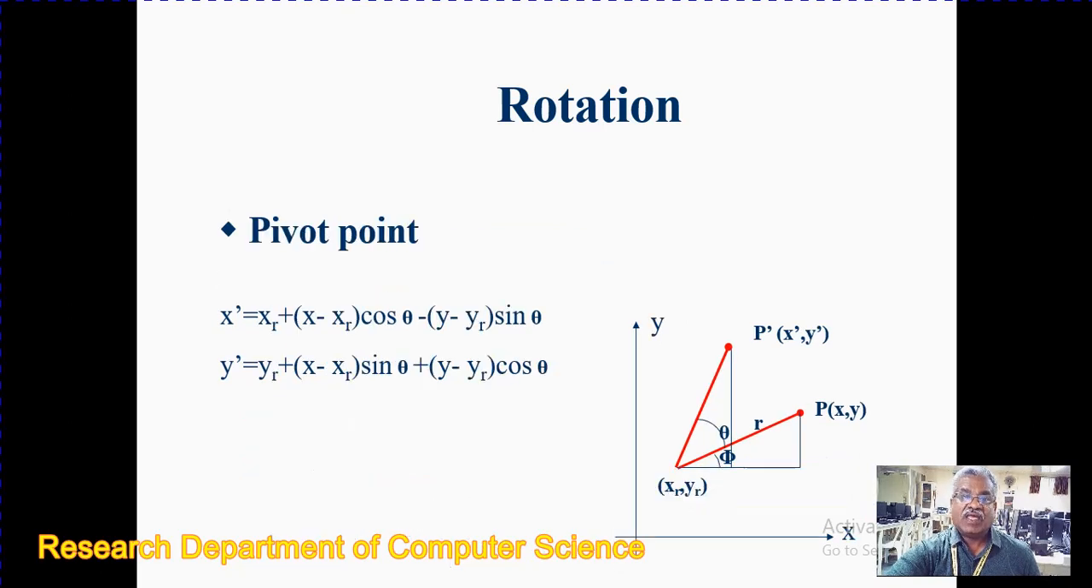And the rotation can also be based on a pivot point, not on the origin, some other point in the first quadrant, the second quadrant, third quadrant, or fourth quadrant. Let us take the first quadrant. The point is not at the origin. If it is at some other point, that is called the pivot point, and it has different equations. The equations are x dash equal to xr plus (x minus xr) cos theta and so on. The distance will be subtracted, and we use the angle of displacement. Then we arrive at a new formula. So this is to be pictorially represented in the graph also.